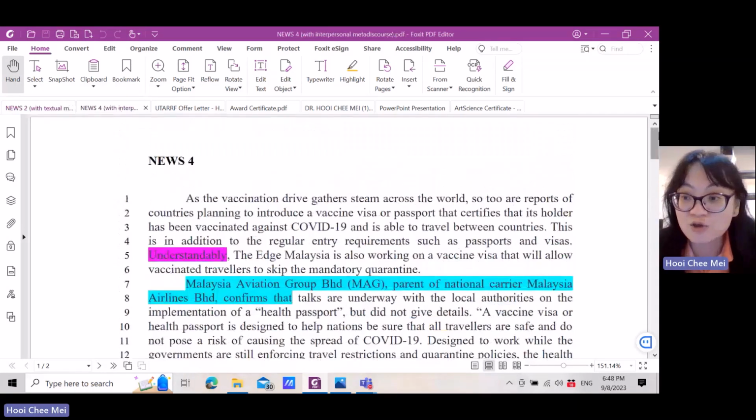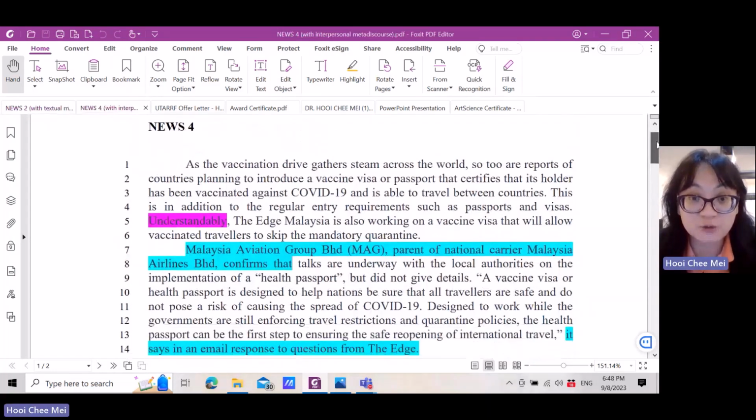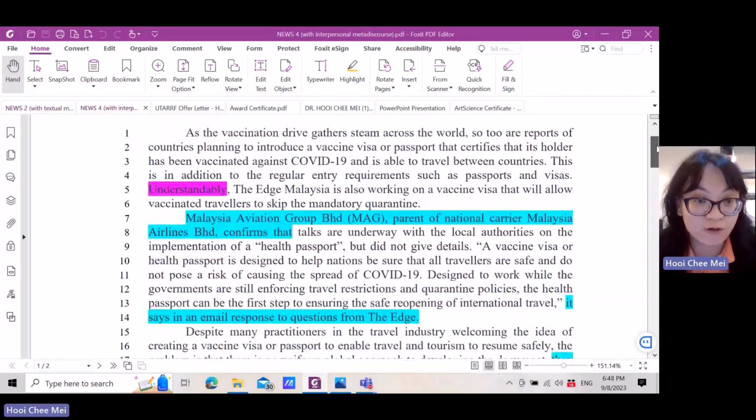Following that, this is where News 4 was also created. And this is where the interpersonal meta-discourse was highlighted or color-coded via ATLAS.ti. Okay, so this is for interpersonal meta-discourse, which emphasizes readers' involvement.